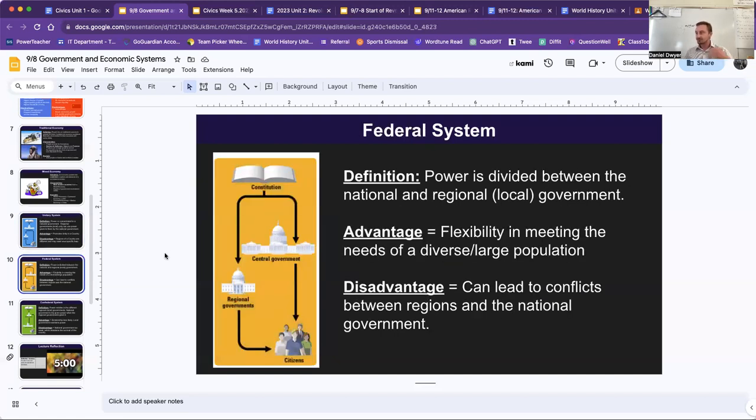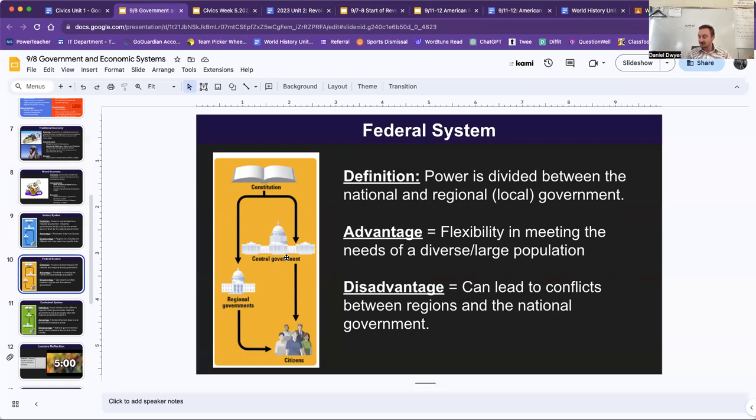Federal system. This is one definition: power is divided between national and regional or local governments. So this is something that you should be familiar with, right? This is basically the United States. We have our Constitution, which both the regional and central governments have to abide by. But then the people vote on both regional and central governments. So they're deciding both of those, and they both have power, right?